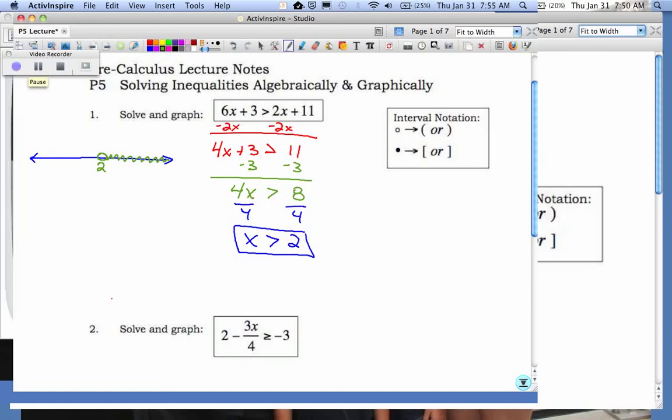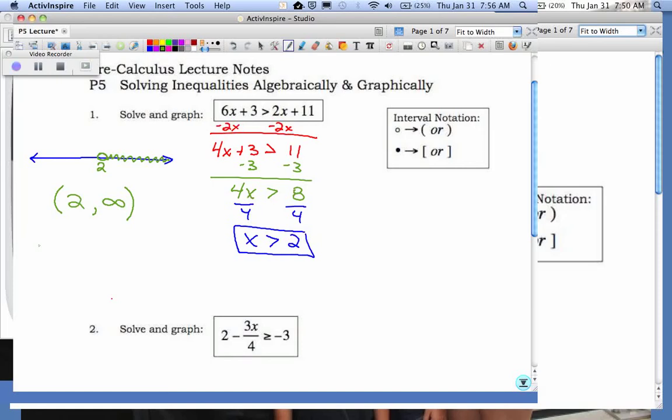Another notation would be to write interval notation. And so sometimes having the number line is nice. So what's the leftmost answer? 2. What's the rightmost answer? Infinity. Now infinity, when you do interval notation, never gets square brackets. It gets a parenthesis. And then the 2, because again it's an open dot or greater than, also would get a parenthesis. Okay? And we'll see the difference in just a second.